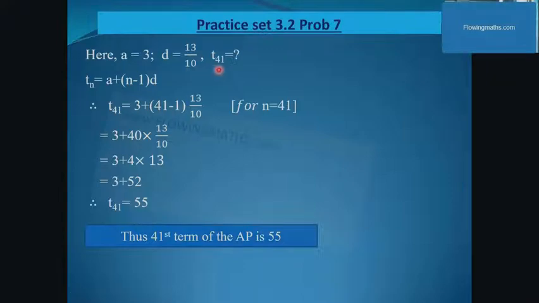We need to find T41. So T41 is A plus n minus 1 D, this is the formula. For A, we put 3. For D, we put 13 by 10. And here, 41 minus 1 is 40, so it is 3 plus 40 into 13 by 10. If the 10 cuts, it becomes 4. So 3 plus 4 into 13, 3 plus 52. So T41 is 55. The 41st term of the AP is 55.